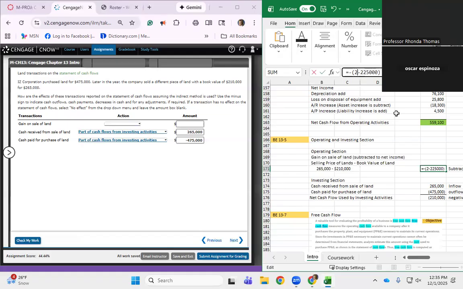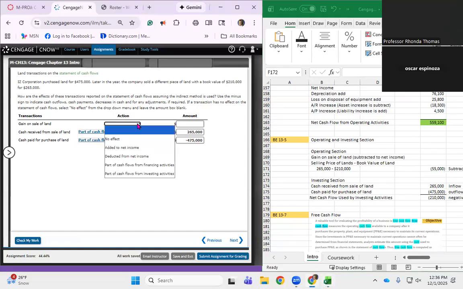Is going to be a gain, right? We got more than we paid for it. It's kind of like selling stock at a higher price, right? So we paid 210. So I believe we're looking at a gain of 55,000. What do we do with a gain? A gain gets subtracted in the operating section. So it gets deducted from net income. So I'm going to put this in as a negative value and see if we're right.